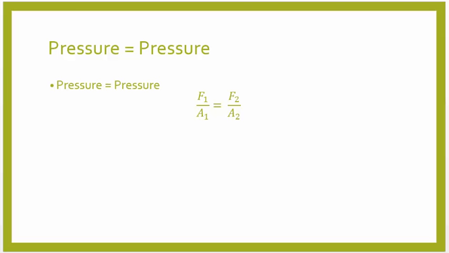Well, if the pressure is constant, it means it's not going to change, then what that leads us to is an equation where the pressure equals the pressure. In one part of the container, the pressure is going to equal the pressure in a different part of the container, and it gives us this equation down here. This is an important equation. The force in one part of the container, divided by the area in that part of the container, is going to be equal to the force in a different part of the container divided by the area in that different part of the container.